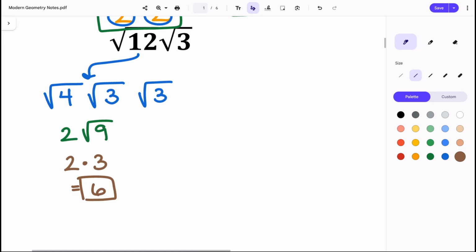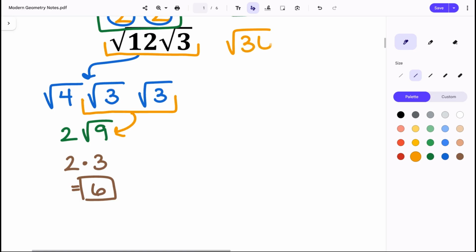Was there a faster way I could have done that problem? Do you see it? No. Think about what we did here to get the square root of 9. Could we have done that from the very beginning? They're both under square roots, aren't they? So you can take 12 times 3. What is 12 times 3? So this is actually the square root of 36, which you guys all know is 6.